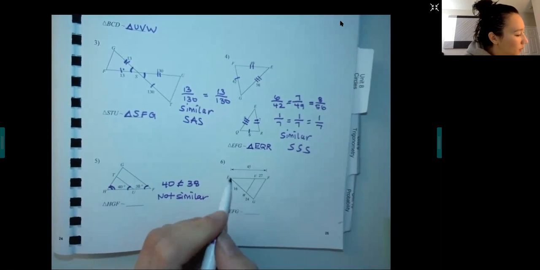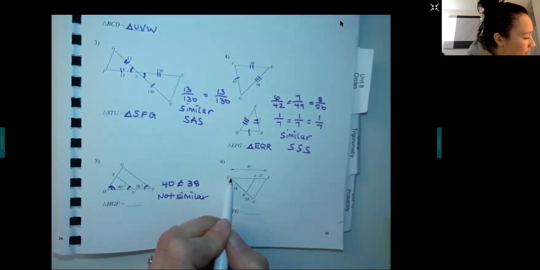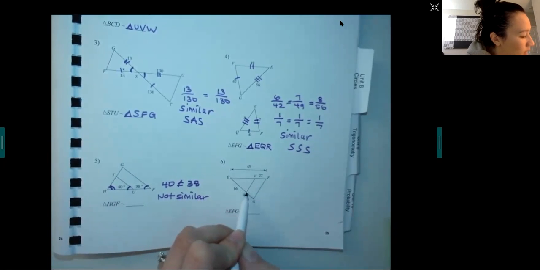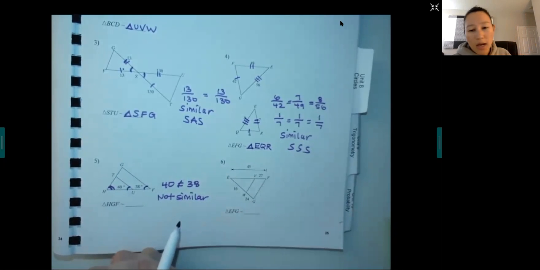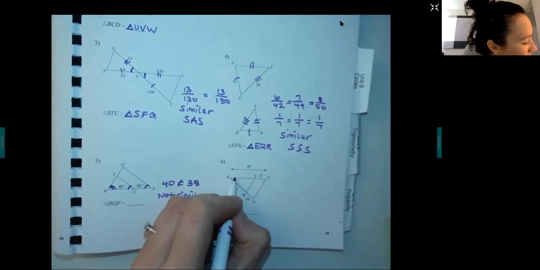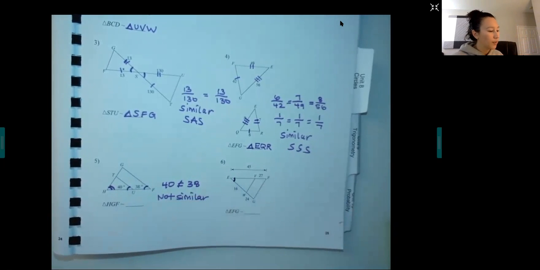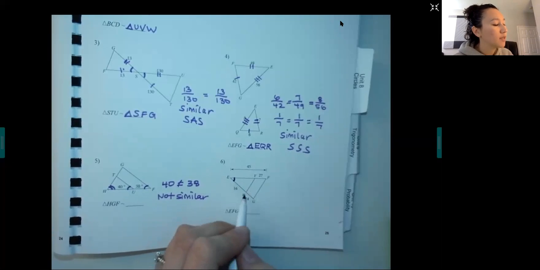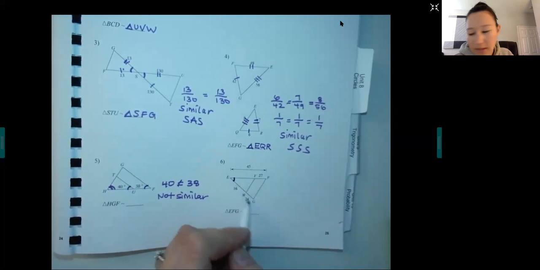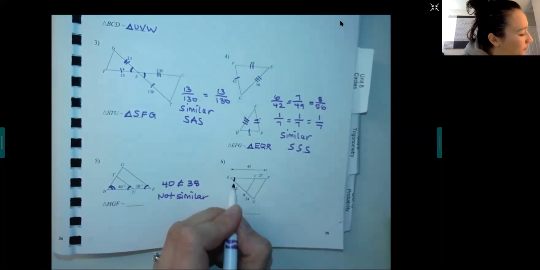Number 6, so we have 2 triangles again. We have EVW, the small one, and then we have EFG. So again, they're sharing an angle, which means they do have a congruent angle that we know. Now we have to figure out if we can say they're similar because of side angle side. So let's see if the sides are proportional.